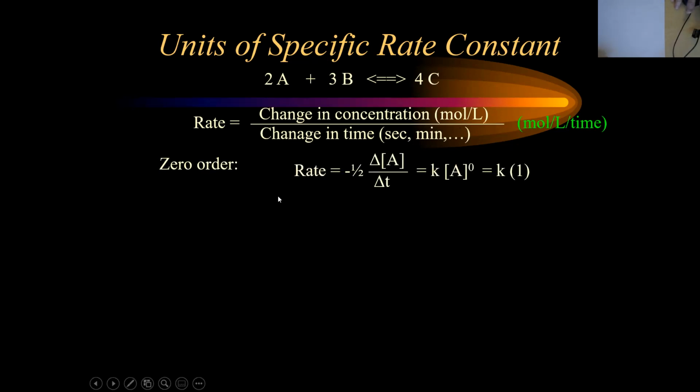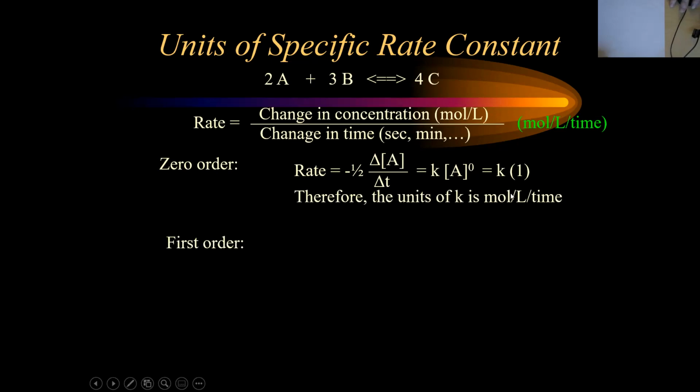Suppose the overall order is 0. So that can happen. A rate is equal to some constant times the concentration raised to the 0 power. Now, what do you get when you raise any number to the 0 power? By definition, that's a 1. So the rate constant is going to have the same units as the rate did. So units of rate has to be moles per liter per unit time.